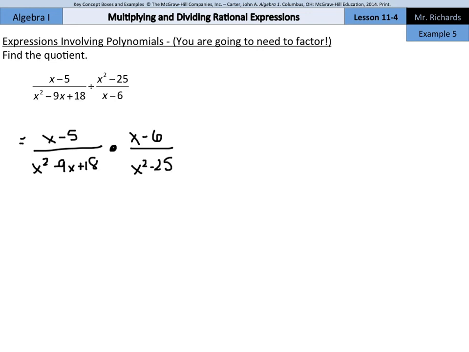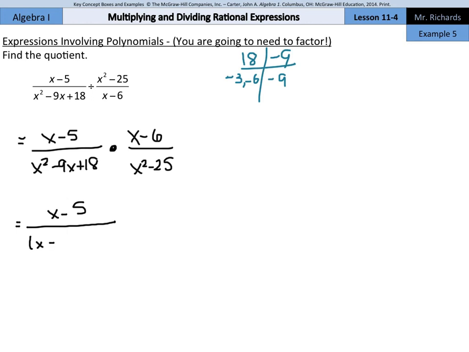And as we look to factor the x squared - 9x + 18, we can look for a product of 18 that has a sum of negative 9. Well, we need a negative times a negative, so negative 3 times negative 6 is positive 18 with a sum of negative 9. So we can rewrite this first portion as x - 5 over (x - 3) times (x - 6).